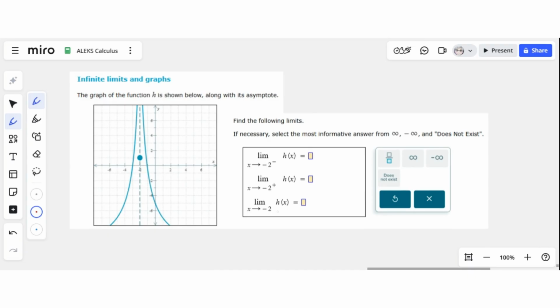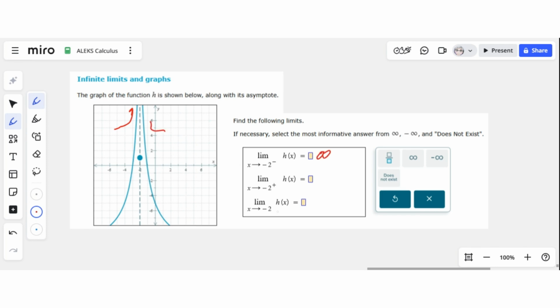So we have an asymptote. We've got a point where the function is defined at -2 and that value of the function is 1. And then we've got these two lines shooting up as they approach the asymptote. So from the left-handed side, as x approaches -2, we're getting further and further up. So that looks like a limit of infinity.